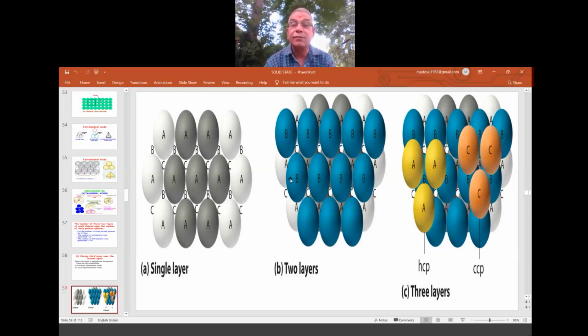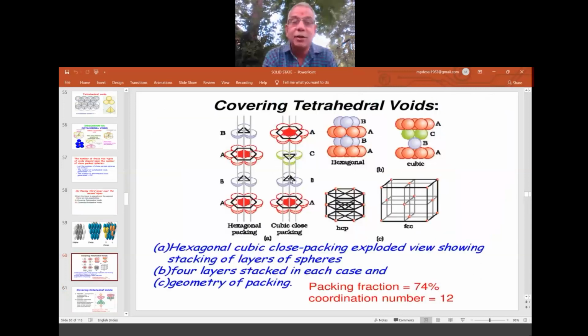Now come to the main point. Keeping the third layer in such a way that we cover the tetrahedral voids, this is A layer, B layer, A layer, B layer. So this is AB, AB, AB type. Or we can do it in this way also. See here, if A, B, C, all 3 layers are different. If 2 are the same, 2 are the same, that pattern is called AB, AB, AB.